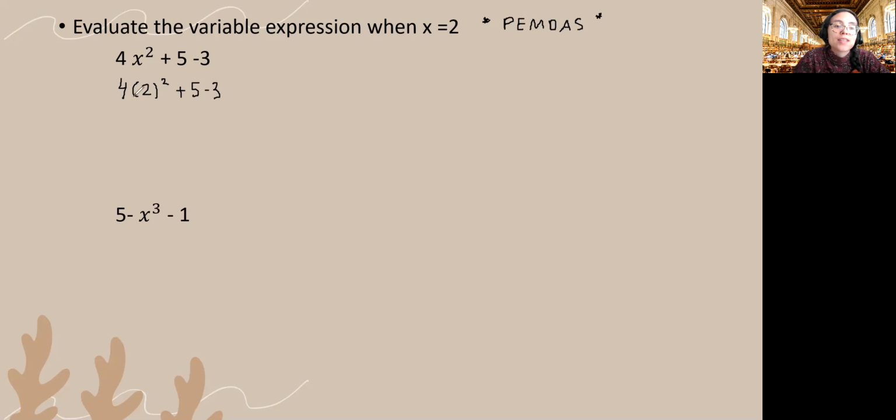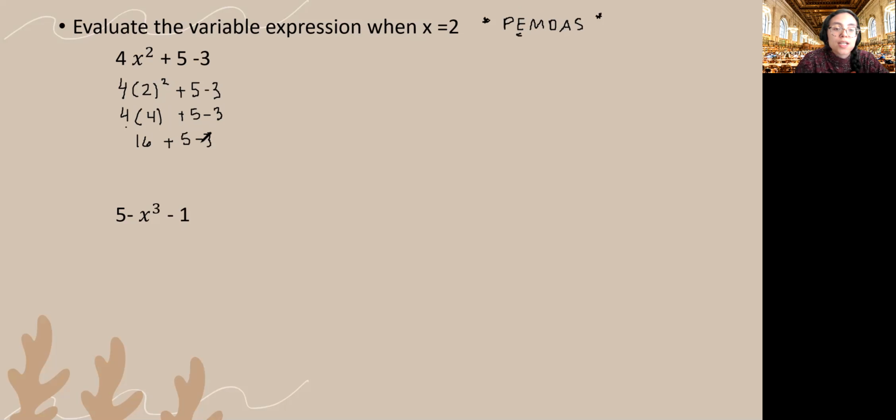So we have 4 times 2 squared plus 5 minus 3. So we're going to do the exponent first because we're here. Exponent comes before multiplication. So we have 4 times, we said 2 squared is 2 times 2, so that's 4, plus 5 minus 3. We have multiplication right here. We have addition, subtraction. So we go back up here and we say multiplication has a higher priority than addition. So we're going to do the multiplication first. So 4 times 4 is 16. We drop down the 5 and the 3 in the subtraction sign.